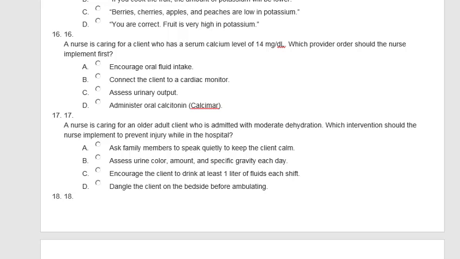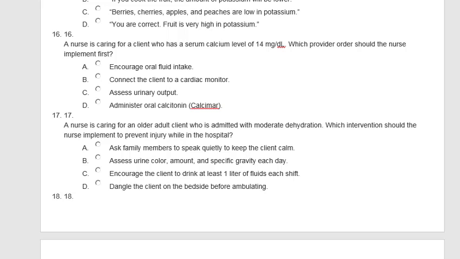The nurse is caring for a client who has a serum calcium of 14. Which provider order should the nurse implement first? Okay, so we have somebody who is high in calcium. And remember what we said about a high calcium level. It slows everything down. We can get bradycardia and blocks. So what you want to do is put them on a cardiac monitor.